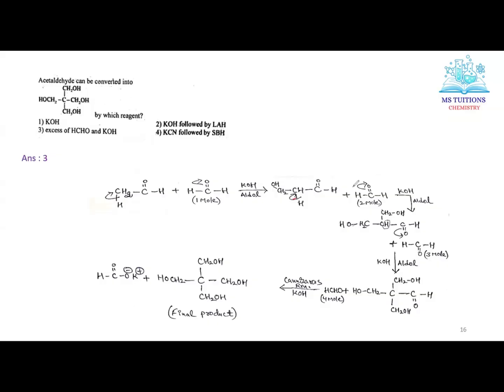Then another molecule of formaldehyde, the second mole. Here we used the first mole, and here we are using the second mole because excess is given. Again we apply aldol condensation and we get the compound in this manner. Again a third mole of formaldehyde, again we apply aldol, and we get the compound in this manner. Now with the fourth mole of formaldehyde, we apply the Cannizzaro reaction. First step aldol, second step aldol, third step aldol, but in the fourth step, if we apply Cannizzaro, we get the correct answer.